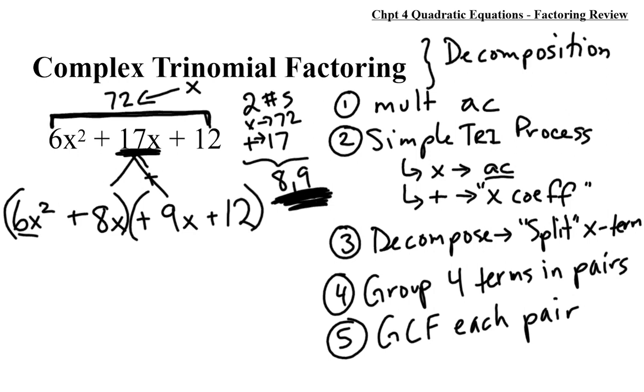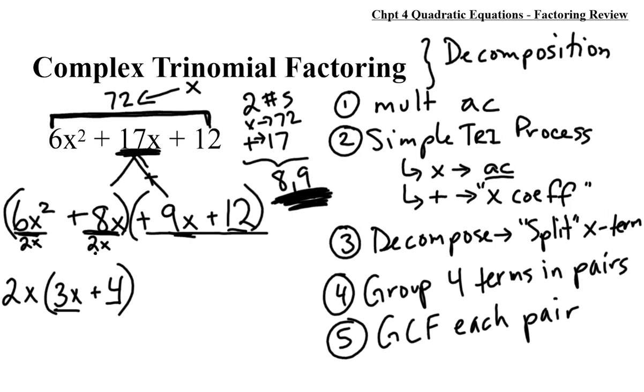So 6x squared and 8x. What's the GCF there? It's 2x. So I'm going to divide each term by 2x. That leaves me with a 3x plus 4. Because 6x squared divided by 2x is 3x. 8x divided by 2x is a 4. Now I GCF the second pair as well. Well, 9x and 12, I want to factor out a positive 3. So I'm going to divide each of those terms by 3.